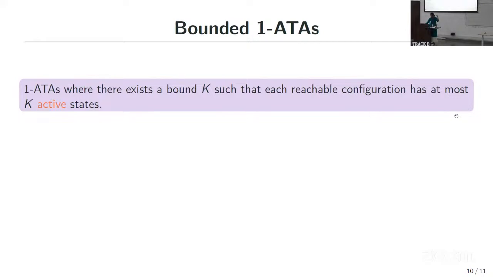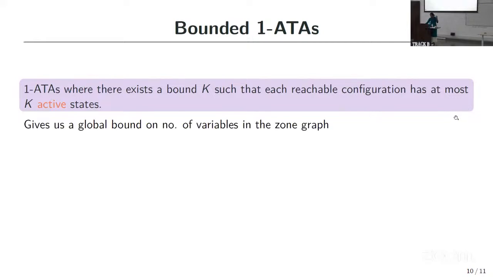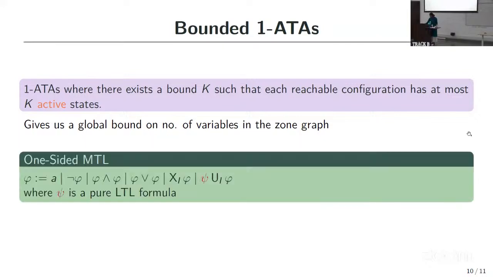Having a bound gives us a global bound on the variable set of the zone that I mentioned. And these are useful because, in a vague sense, if there is a bound on the number of variables, the zones behave like the k-clock automata zones will behave. So one useful subclass of MTL that follows this property, like the construction I said from MTL to 180, that still satisfies this bounded thing, is one-sided MTL.